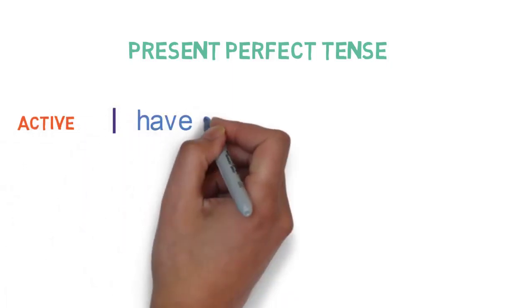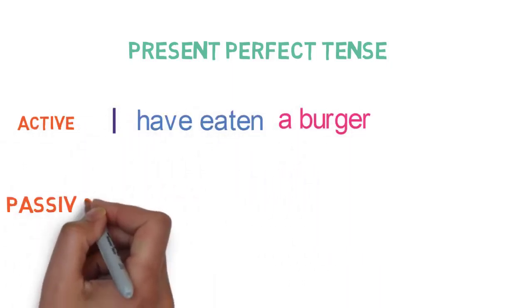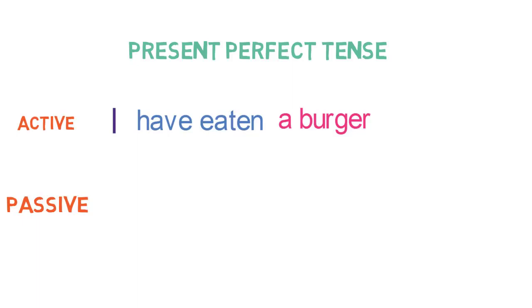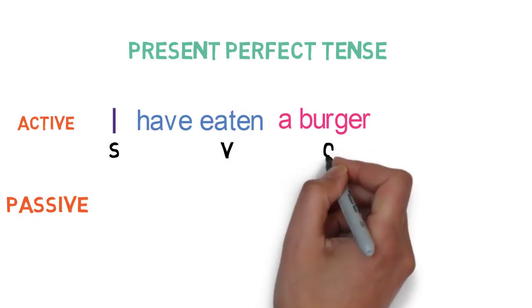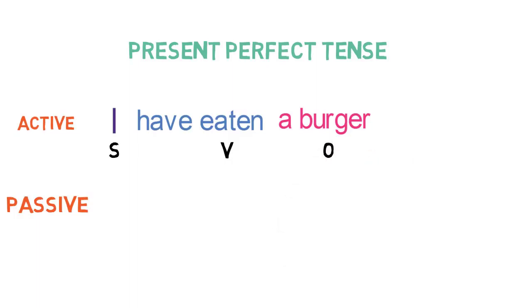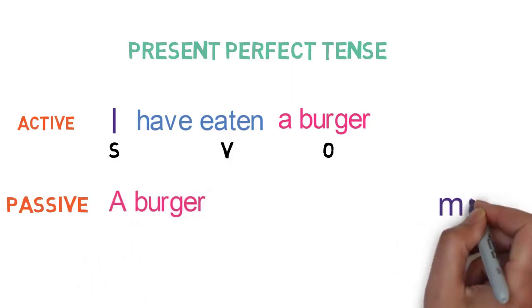Now let's see an example of present perfect tense. Active sentence: I have eaten a burger. Firstly, we need to identify SVO, that is subject, verb and object. So here I is the subject, eaten is the verb and a burger is the object. Now let's swap the position of object and subject. Here it will be a burger and at this position it will be me.